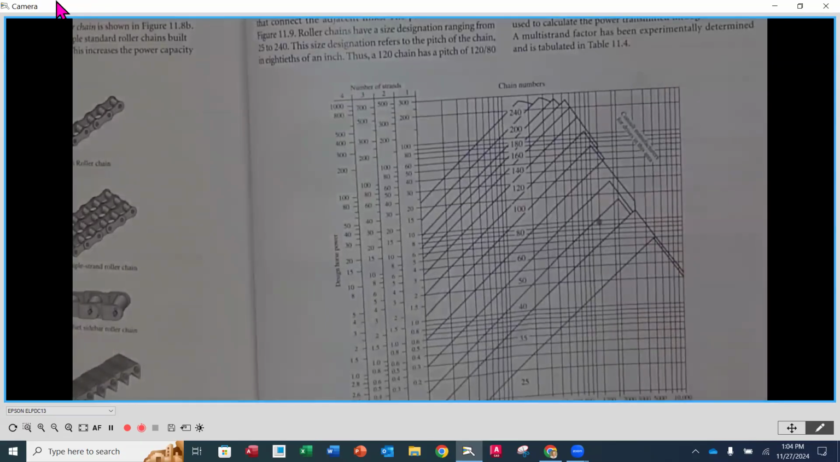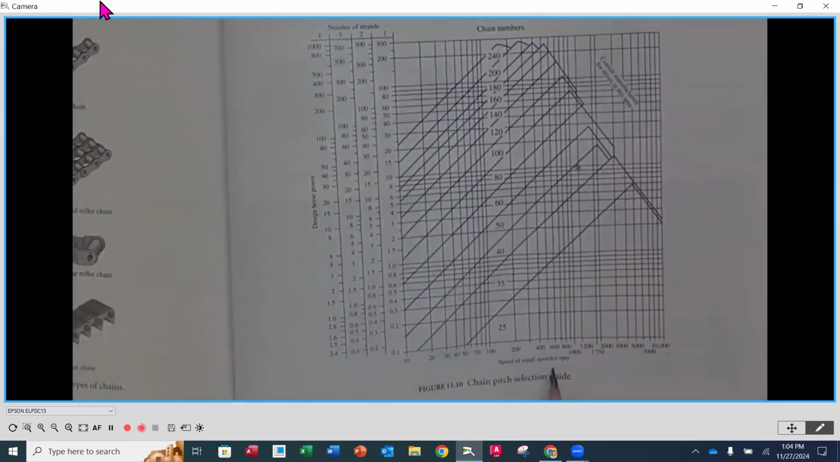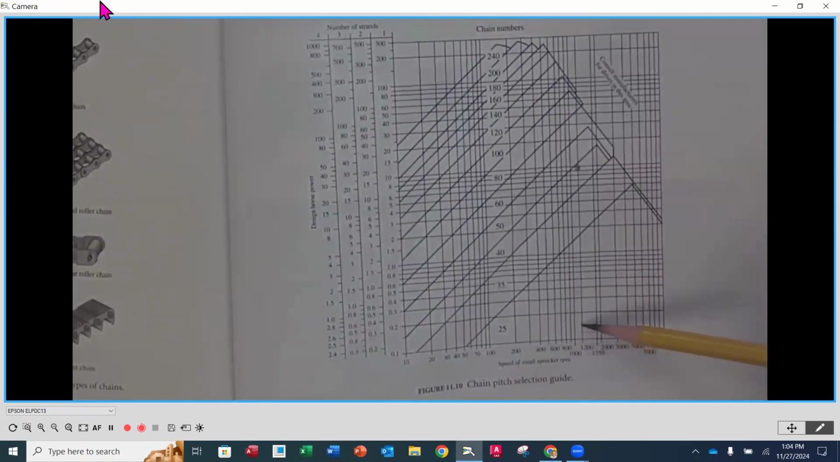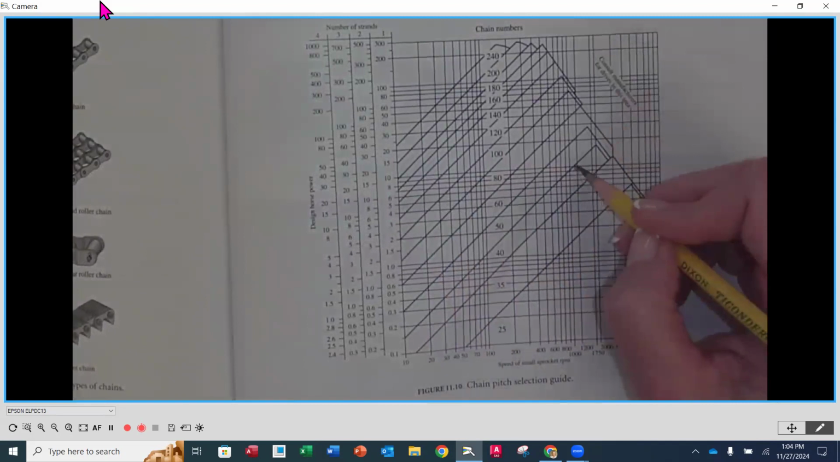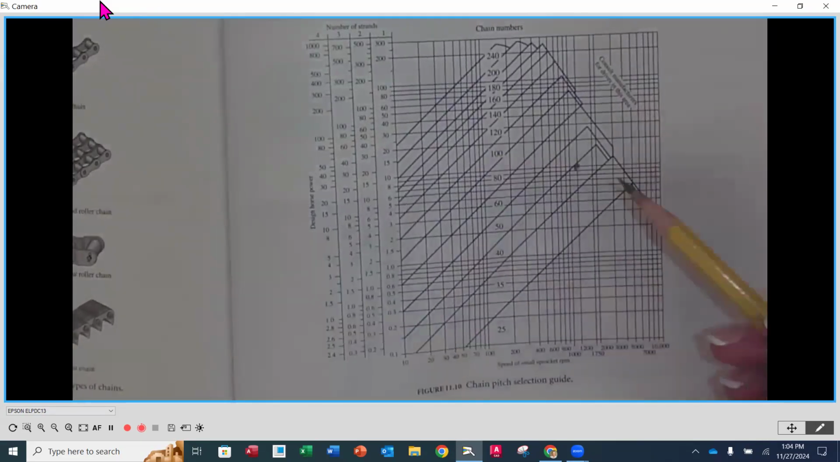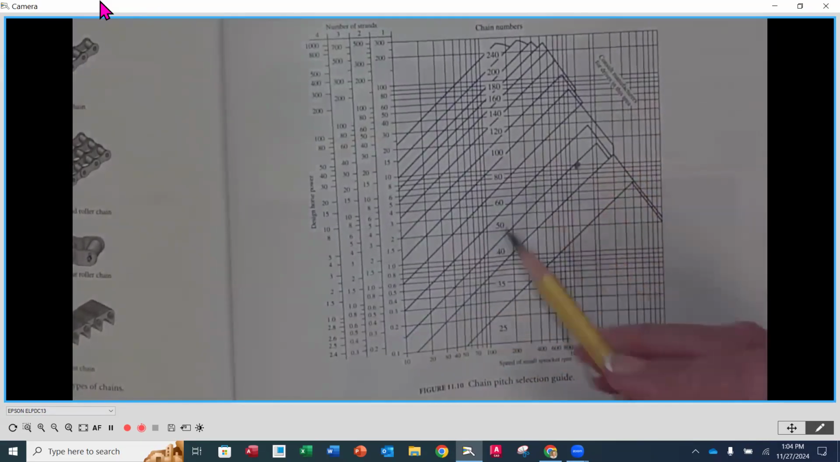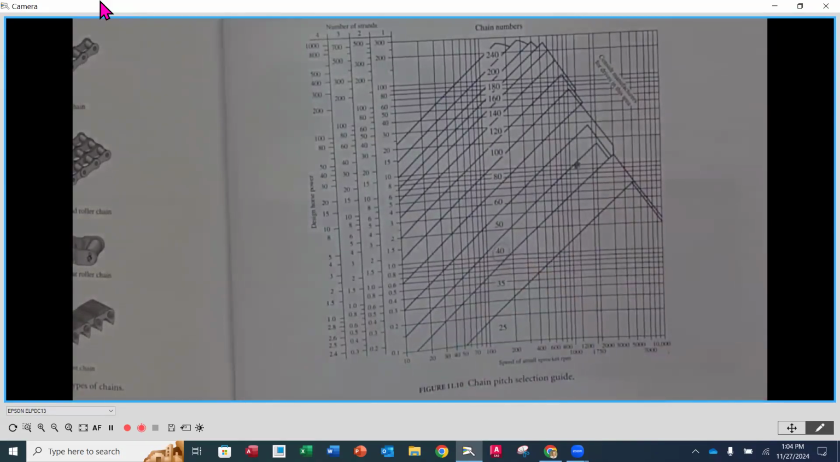So all we're going to do is find the speed of our small sprocket. We know that to be 1200 RPMs, so that's this line right here. Then we find where 10 is on our list, which is right about there. We bring those two together, and right here is where they intersect. Then we look at what category we end up in, and we ended up in the number 40 chain. So it's just the number 40 chain.